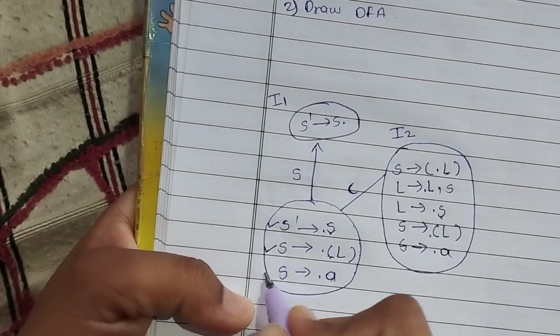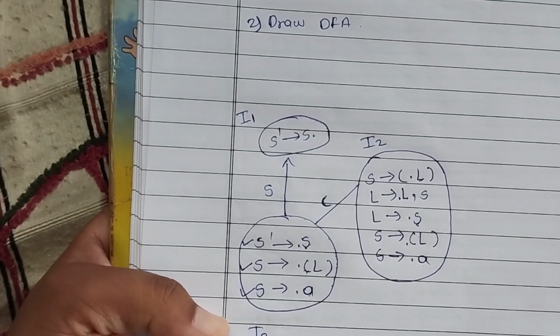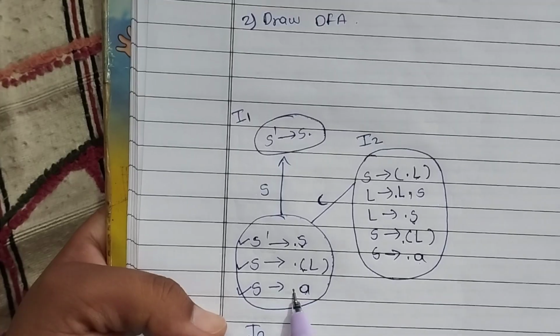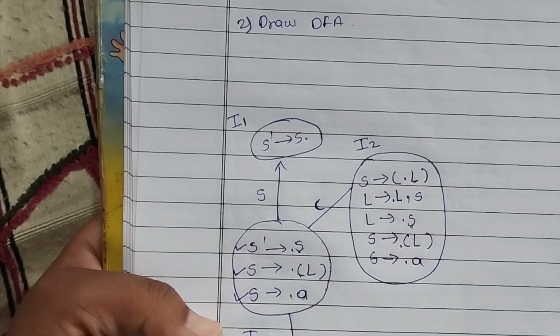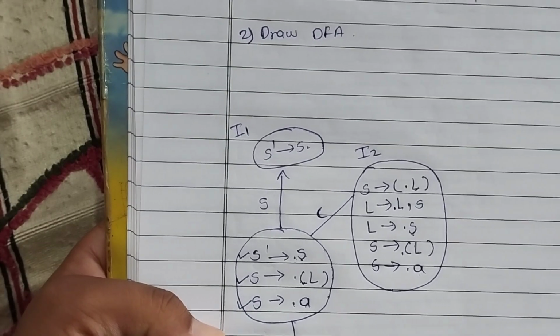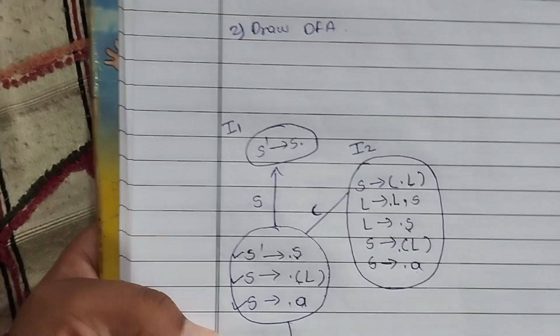Now the third grammar. For this S, we change the position with respect to a. This changes with respect to a. So S → a. and I3.